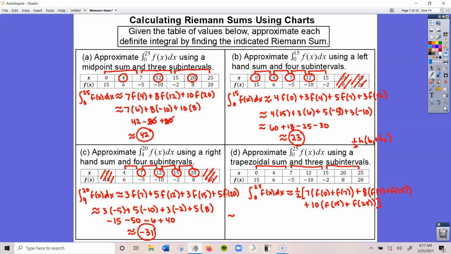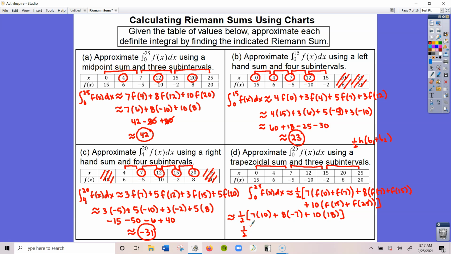So now let's put all of this together, plugging in those values. We have 1/2 times 7 times f of 0, which is 15, plus f of 7, which is negative 5, so 10. Plus 8 times f of 7 plus f of 15. So negative 5 plus negative 2 is negative 7. Plus our final trapezoid, which has the height of 10, f of 15 plus f of 25, so negative 2 plus 20, which is 18.